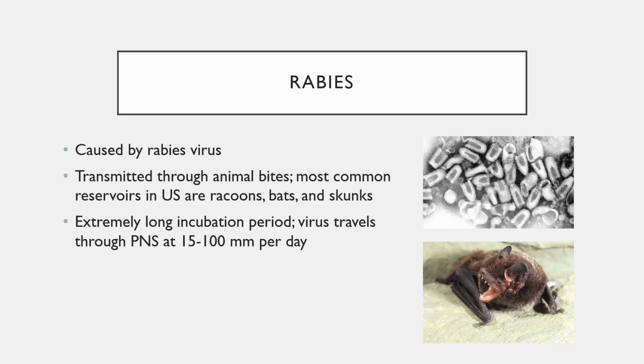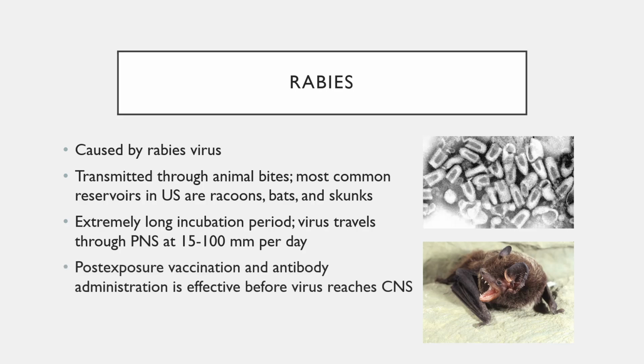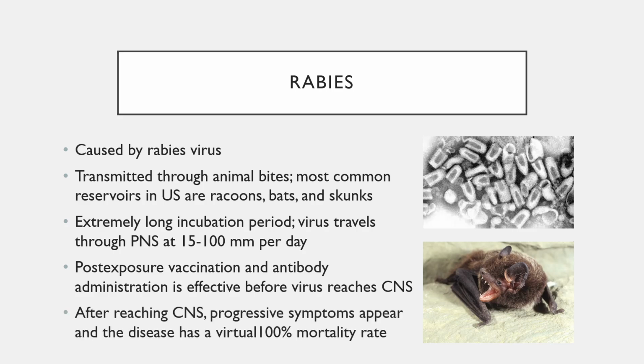And this means that post-exposure vaccination and antibody administration from a donor is effective as a treatment, because this delay before the virus reaches the central nervous system allows your body to react to the vaccine and develop antibodies against it. And in that way, once it reaches the central nervous system, your immune system can take over and eradicate the virus. So yes, there is a rabies vaccine available.